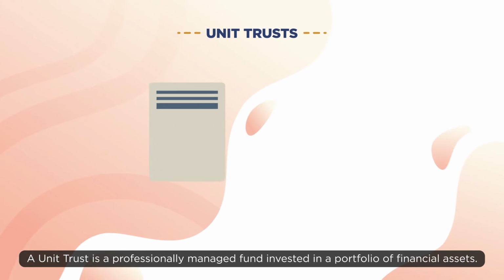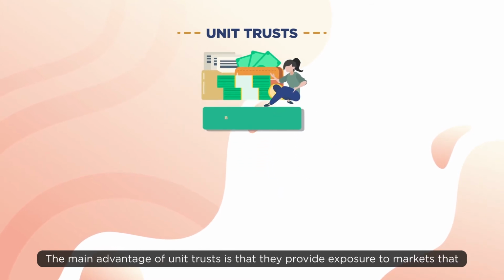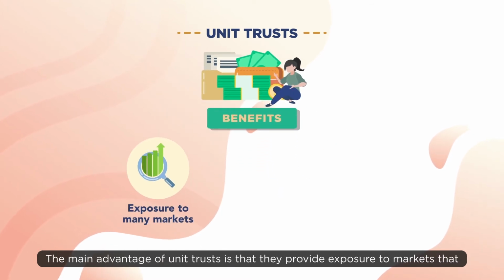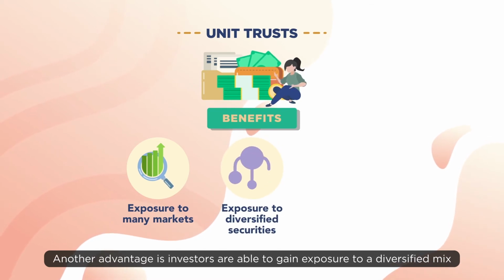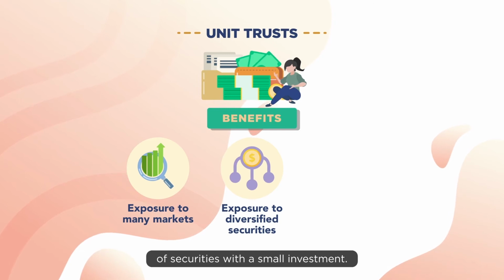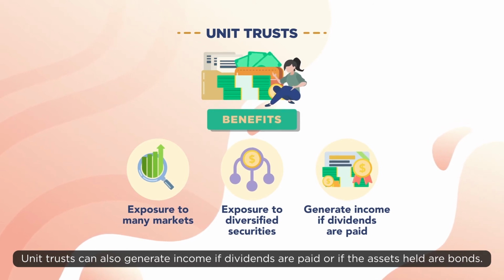A unit trust is a professionally managed fund invested in a portfolio of financial assets. The main advantage of unit trusts is that they provide exposure to markets that may be difficult or expensive for individual investors to access by themselves. Another advantage is investors are able to gain exposure to a diversified mix of securities with a small investment. Unit trusts can also generate income if dividends are paid or if the assets held are bonds.